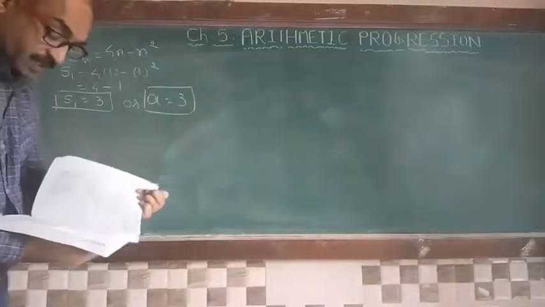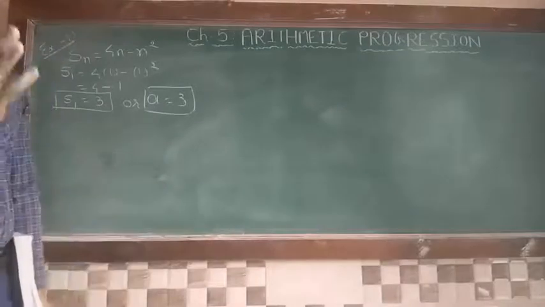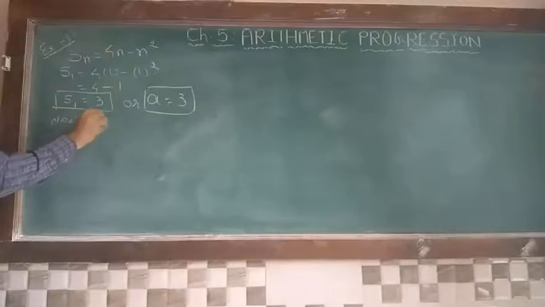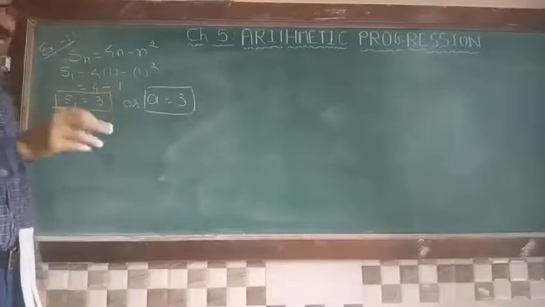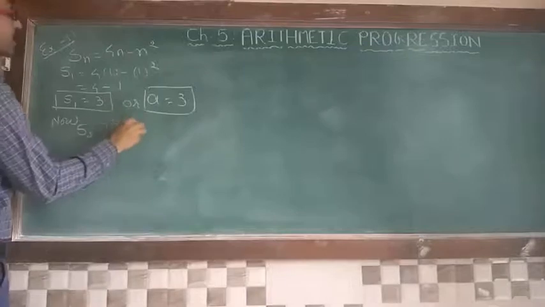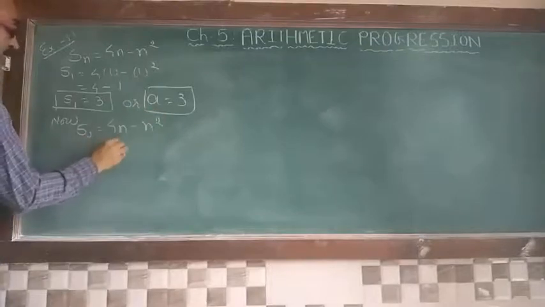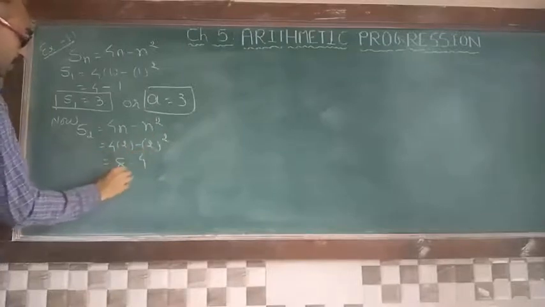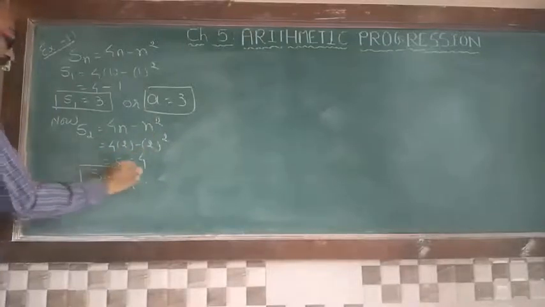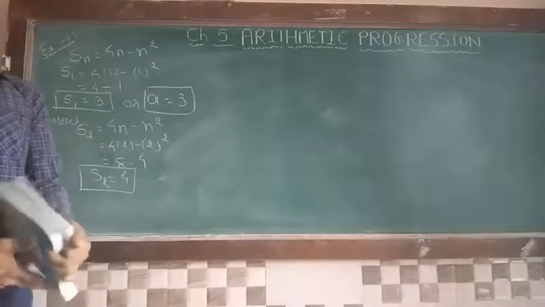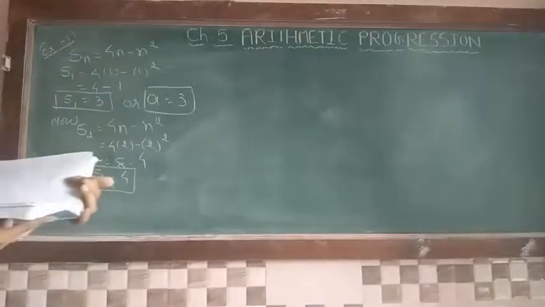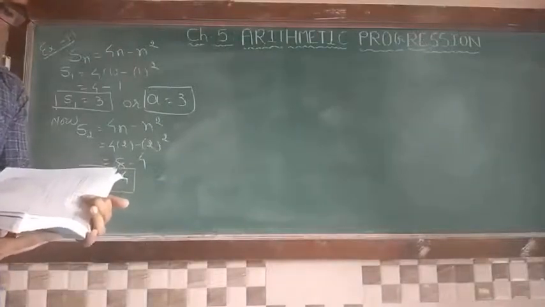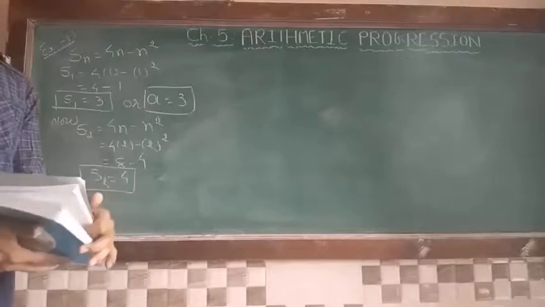Now what is the sum of the first two terms? Now you have to find S2. Now for S2, put 2 wherever n in the nth term, that is 4n minus n square. So 4 into 2 minus 2 square, that is 8 minus 4. So S2 is 4. That means sum of the first two terms is 4. Now you have to find similarly the third and 10th terms and also nth terms.